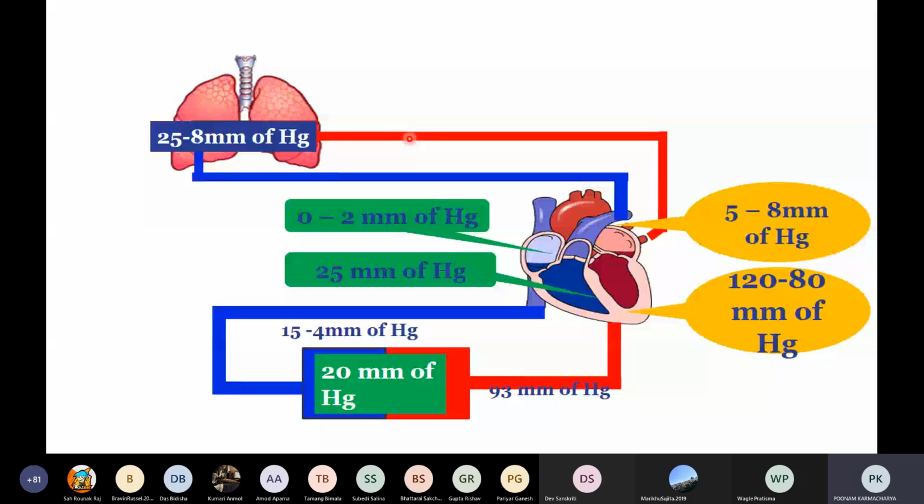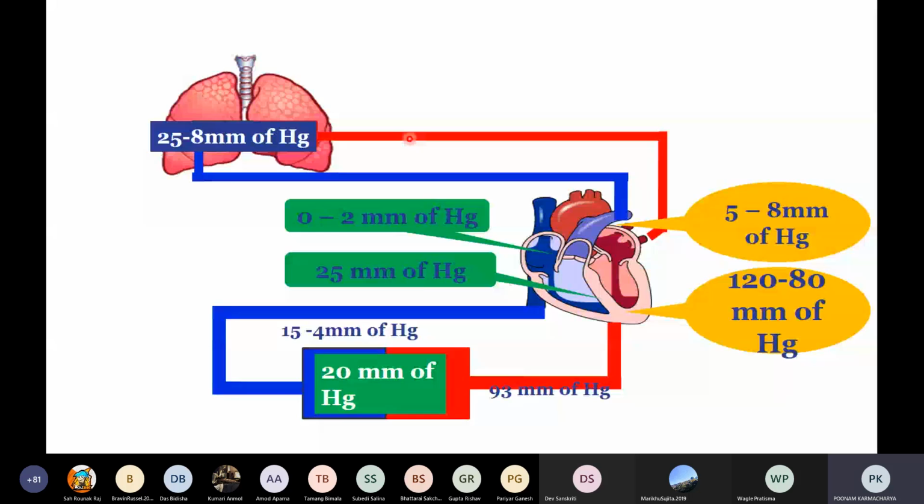So, this is just a brief idea of how the blood is flowing from the left atrium all the way to the lung and then back again to the left atrium, right? And we also talked about the pressure gradient, how this pressure gradient allows the blood to pass through all of these vessels.